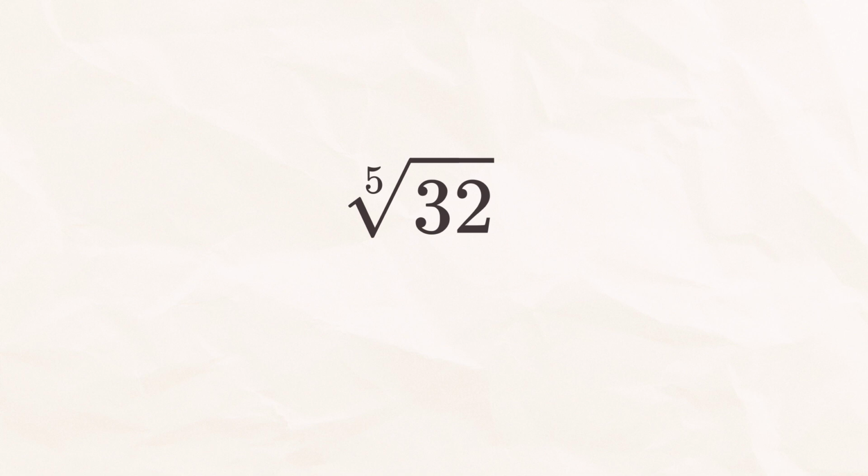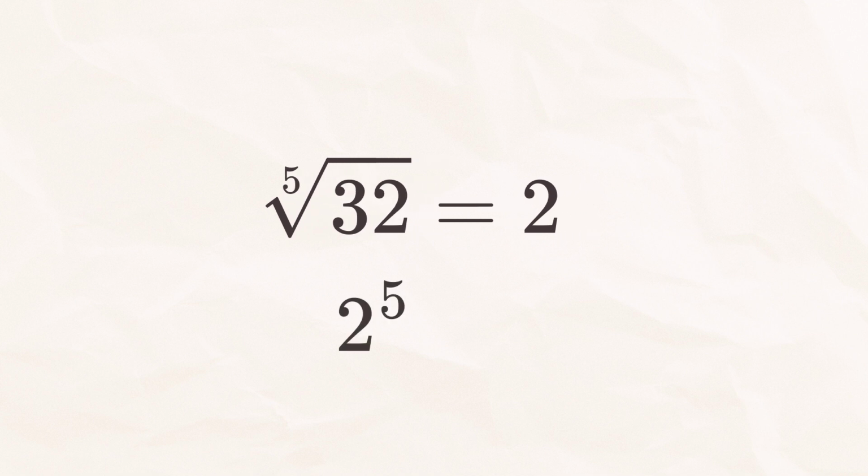So this is the 5th root of 32, which is equal to 2, and 2 to the 5th power is 32. We can see the relationship between the radical notation and the exponent notation. The base number in the exponent notation is the answer to the radical notation. The radicand in the radical notation is the answer to the exponent notation. And the index in the radical notation is the exponent in the exponent notation.